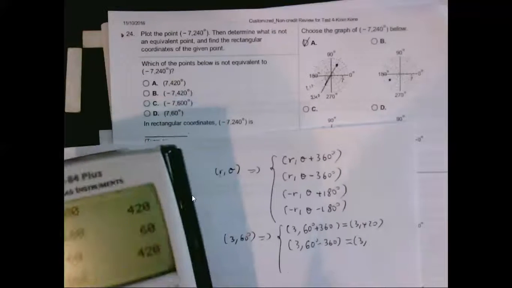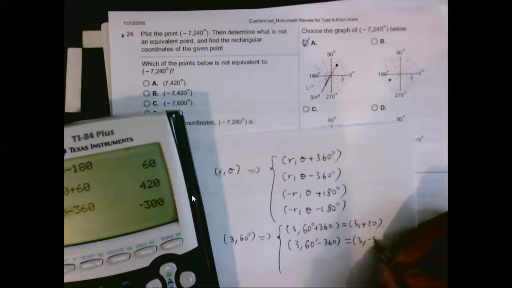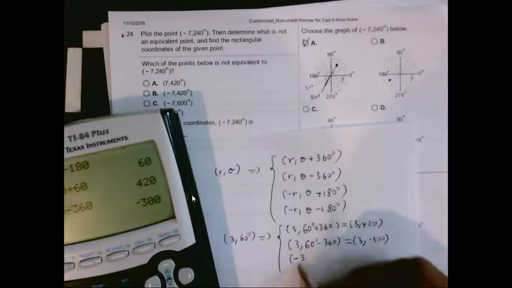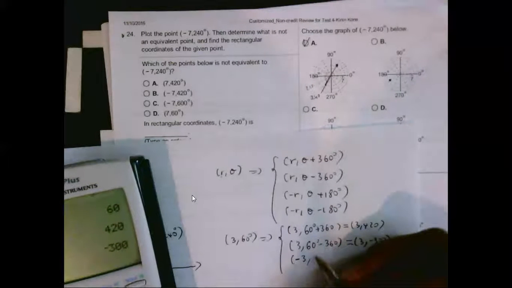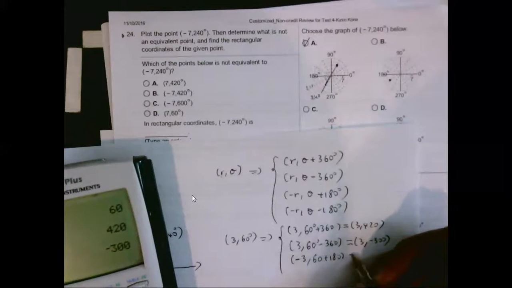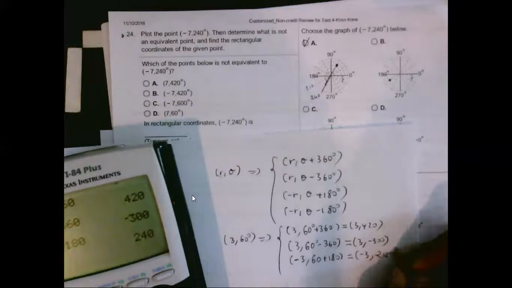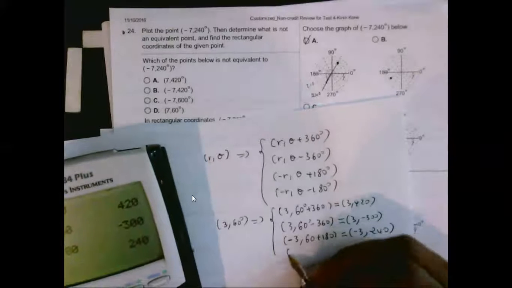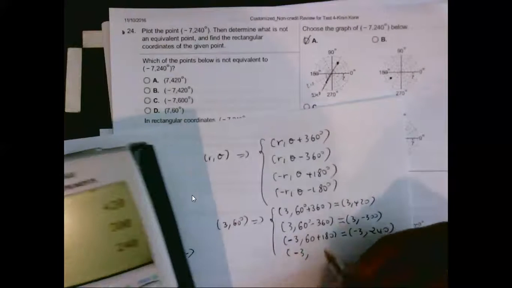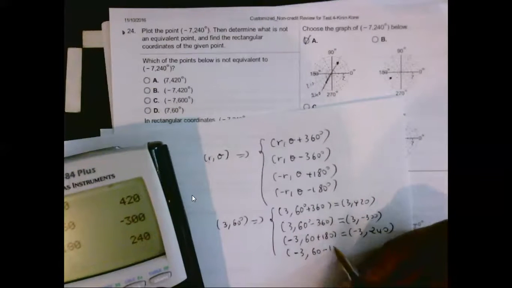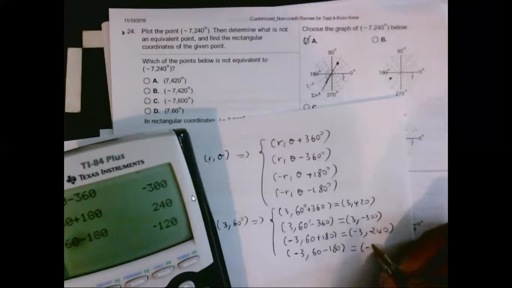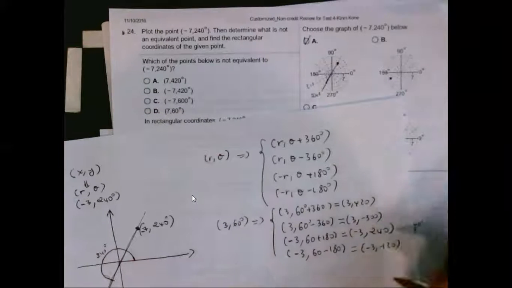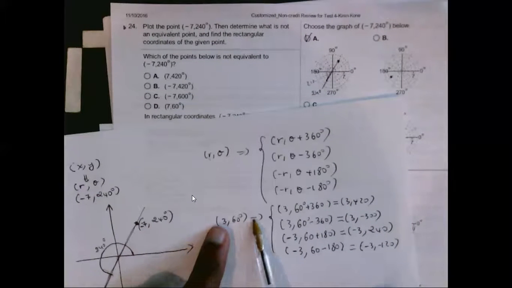It's also equivalent to negative r, so I take my r, which is 3, and make it negative, and then I do 60 plus 180 degrees, and I get negative 3, 240. Next, negative 3, theta minus 180 degrees, so 60 minus 180 degrees is minus 120, so negative 3, negative 120. So that's an example. The point (3, 60 degrees) is equivalent to all those points: (3, 420), (3, negative 300), and so on.